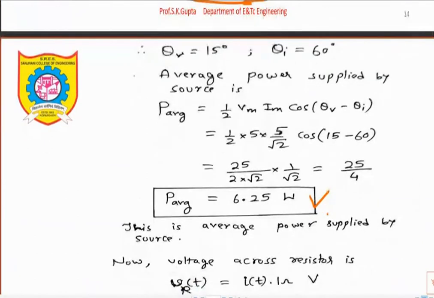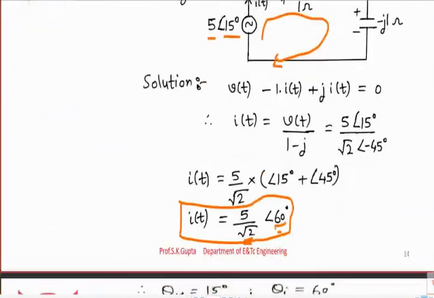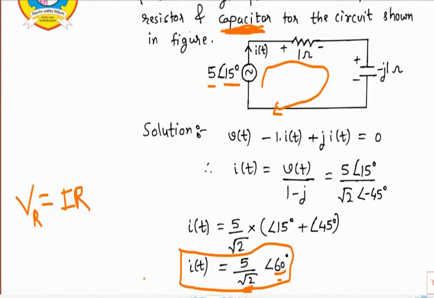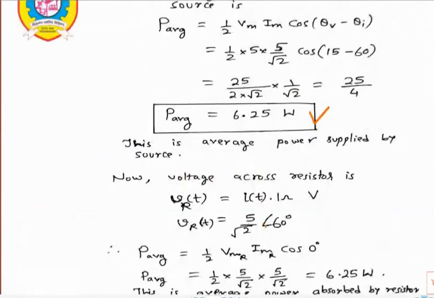Now what is the voltage across the resistor? Voltage across resistor is current into resistance. So current is 5 by root 2 angle 60 degree and resistance is 1. According to Ohm's law, V equal to IR. So the voltage across resistor is current into resistance, and resistance is 1. So V of t is also the same, 5 by root 2 angle 60 degree. So this is the voltage drop across the resistor.